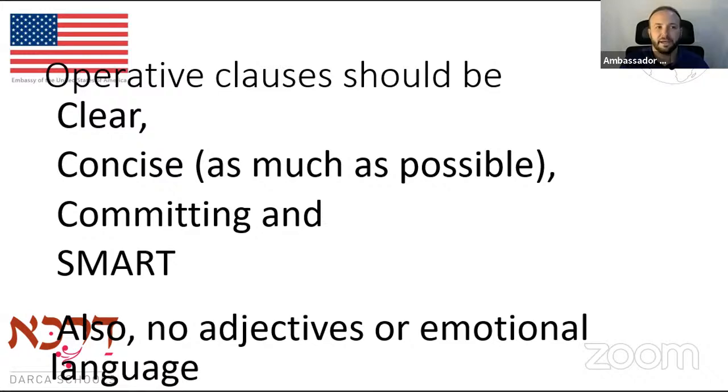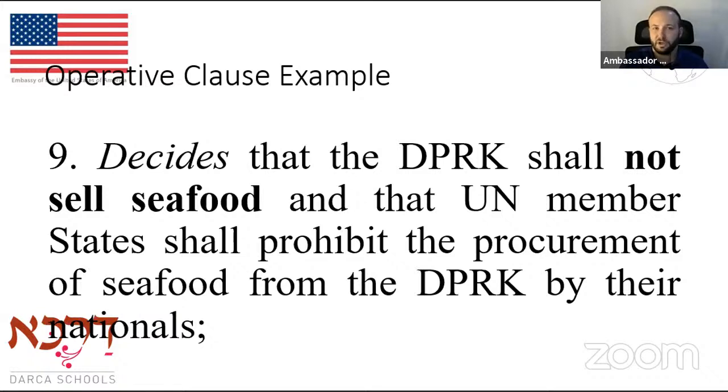Let's see an example of an operative clause. Okay, decides that the DPRK, Democratic People's Republic of Korea, should not sell seafood, and that UN member states shall prohibit the procurement, which is purchase of seafood, from North Korea by their nationals. Okay, this is a clause from a UN resolution. As simple, they use the word procurement, which we don't usually use in class, but the idea here is the same. And whether you see this in a longer or shorter version, this is a good example of saying we should not buy seafood from this country. This is a decision made by, in this case, the Security Council.